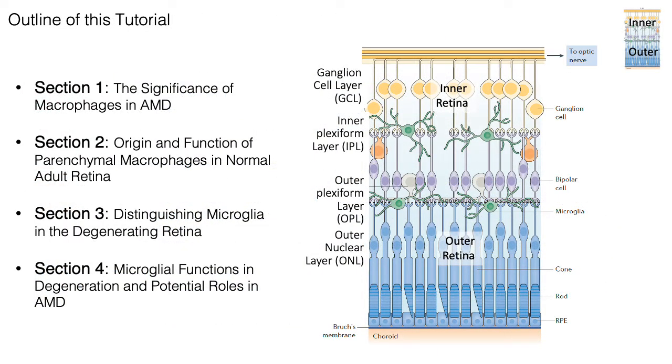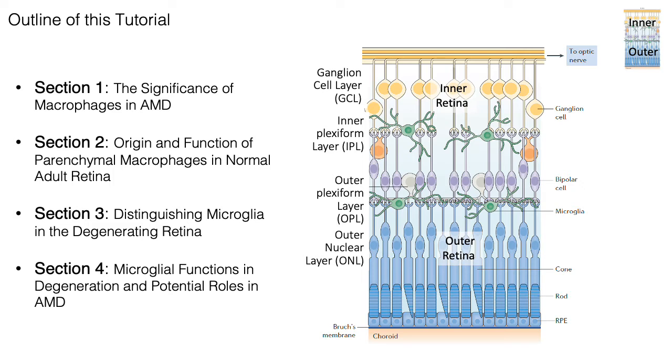Our tutorial will be divided in 4 sections. Section 1 will be the significance of macrophages in AMD, 2, origins and function of parenchymal macrophages in the normal state, 3, distinguishing microglia in the degenerating retina, and 4, their functions in degeneration and their potential roles in AMD.